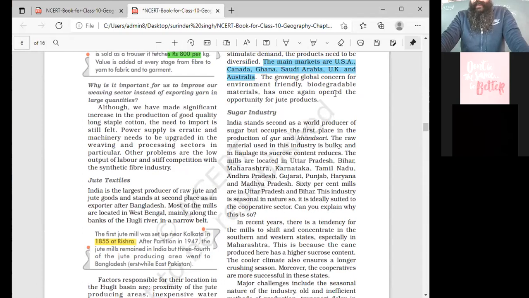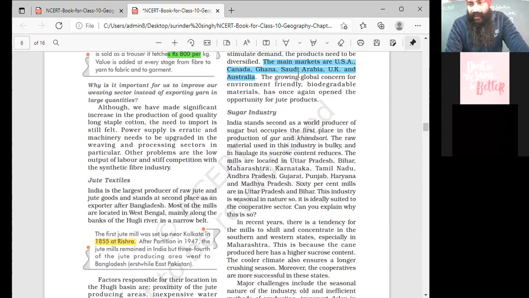Second, ensure good prices to jute growers, farmers who are producing jute in their agriculture fields. Third, increasing the use of jute in fabrics and other items. Besides such reasons, people are concerned towards using eco-friendly materials, which has created demand for jute products in the Indian market. Clear?